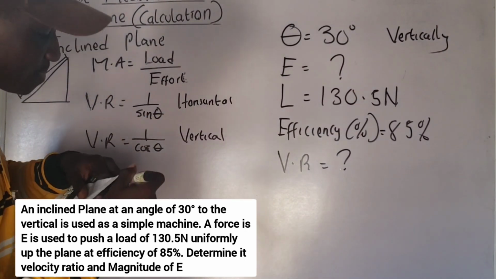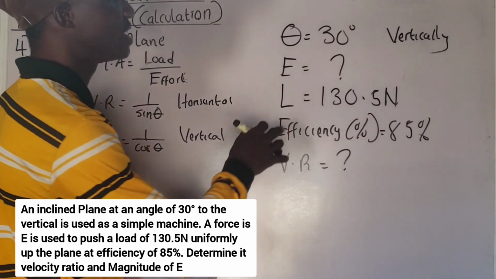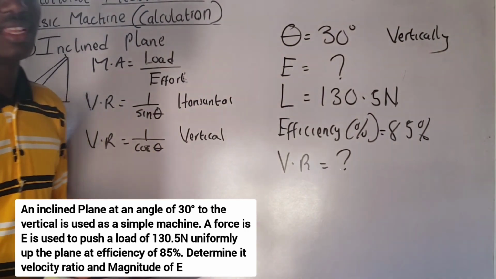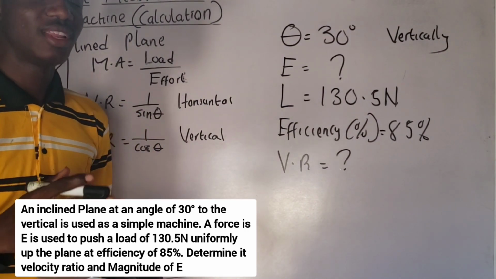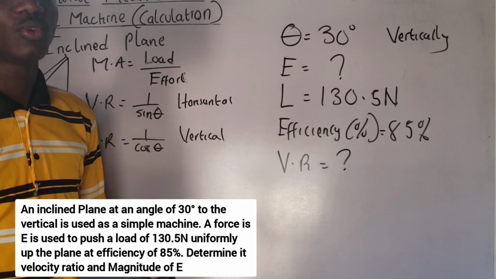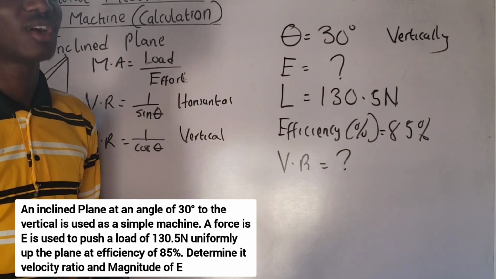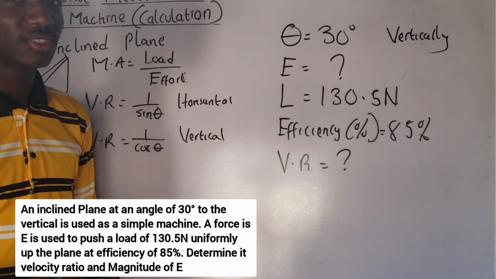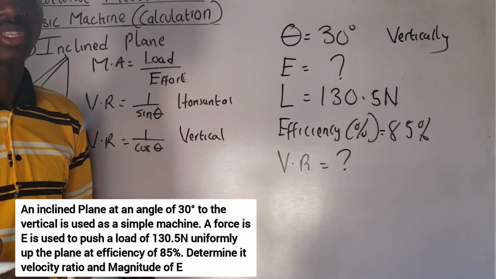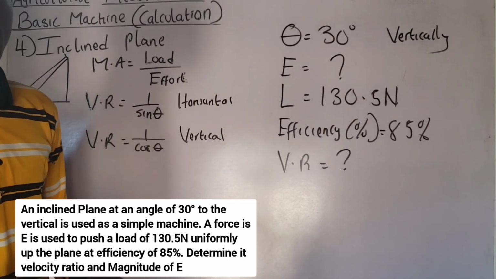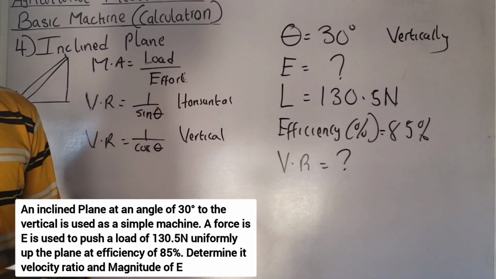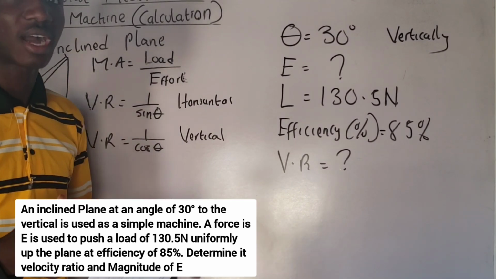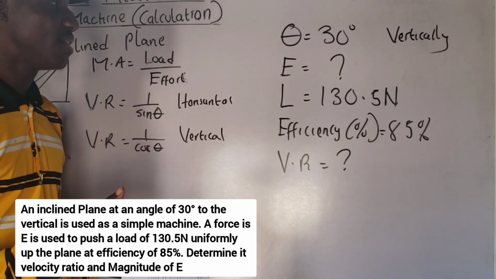Don't forget that, let's say the load is in kilogram. Please pay attention. Let's say the load is in kilogram. You first have to convert to what? To Newton by multiplying the load by 10, depending on the acceleration due to gravity that you are given in the question, you understand? But the load is in Newton now, so you can just proceed to calculate your velocity ratio, okay?